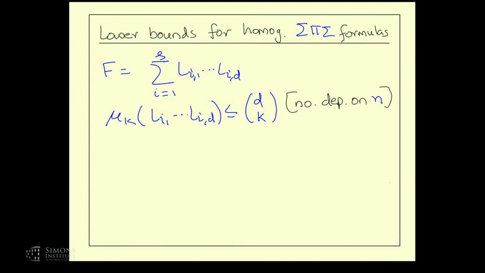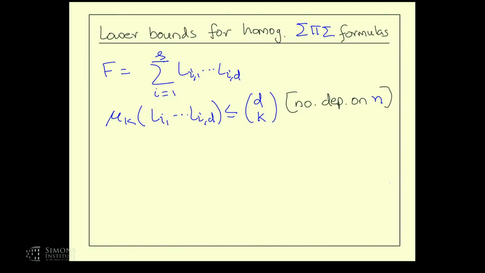Previously we had that each term has complexity at most 1. This time the complexity is not 1, but it's not a very large number. It turns out to be something like d choose k. Now d choose k might be pretty large, but you notice that it has no dependence on n. So if you think of d and k as somewhat smaller than n, this is much smaller than n choose k, which is the maximum rank of this matrix.